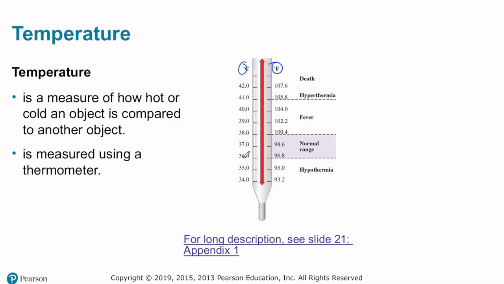If we're measuring body temperature, the normal range would be 36 to 38 degrees C or 96.8 to 100.4 degrees Fahrenheit. If you're lower than the normal range, you would have hypothermia. Higher than the normal range and less than, let's say, 105.8 or 41 degrees C, you have hyperthermia, and above that temperature, you would probably experience death.